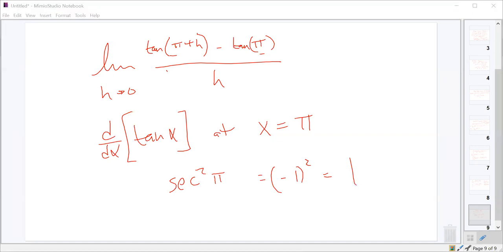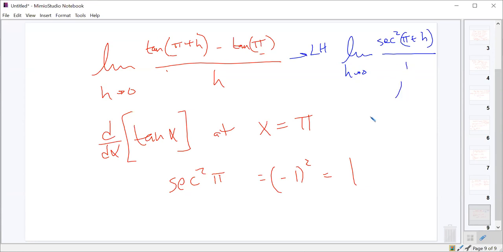Yeah. So then the other way you could do this is you could look at it as if you plug in 0 to this, you get 0 over 0. So you could use L'Hopital's rule on it. And then you'd have the limit as h approaches 0 of secant squared of pi plus h, and then minus the derivative of tangent pi. Tangent pi is just a number, right? The derivative of tangent pi is just 0, and the derivative of h is 1. So you end up with, again, secant squared pi, which is just 1.